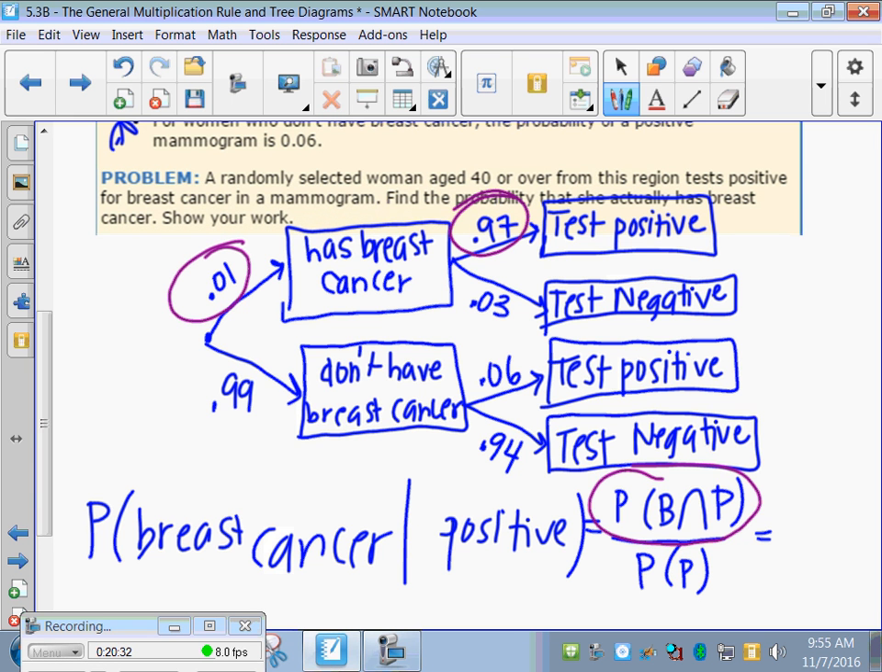Okay? Probability that you have breast cancer and you tested positive means we multiply 0.01 times 0.97. Okay. Divided by the probability of testing positive. There are two ways to test positive, and we have to add them together. Anybody know what I would put in the denominator?